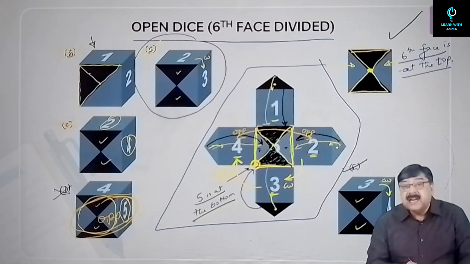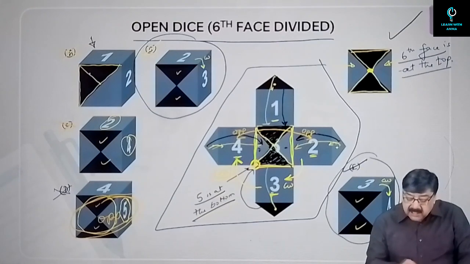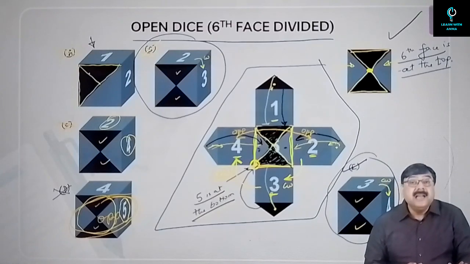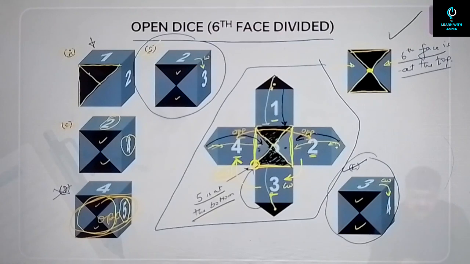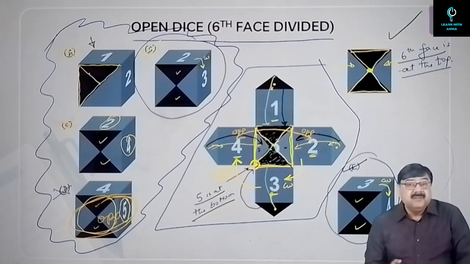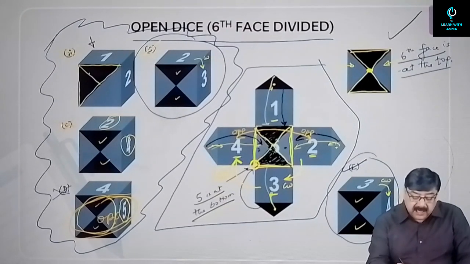Now, this gives us an idea that out of the given diagrams, the diagram B and diagram E are the only ones which are correct. And the others are incorrect because of the reasons that we discussed. So, if at all, let us say, these 4 are given to you amongst the choices, and you're asked that if this open dice with sixth face divided is folded, then out of these 4 diagrams, which one will be made? Your answer here has to be choice B.